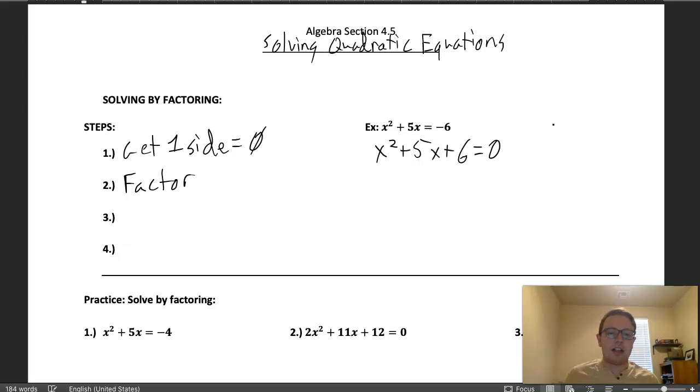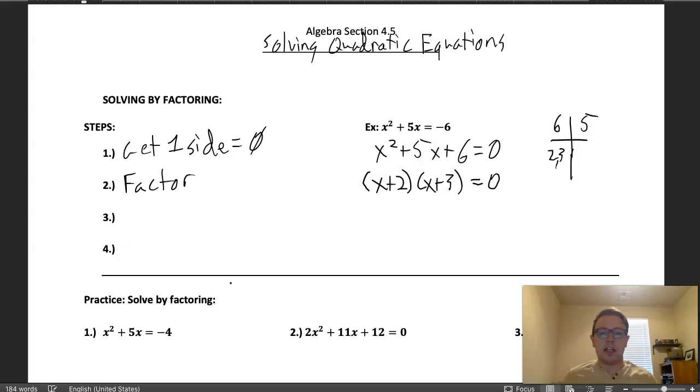So for this, we make our ACB chart. We're looking for factors of 6 that add up to be 5. It's going to give us 2 and 3. Now because we can use the shortcut for this, we can say that this will be equal to x plus 2 and x plus 3 will be equal to 0.